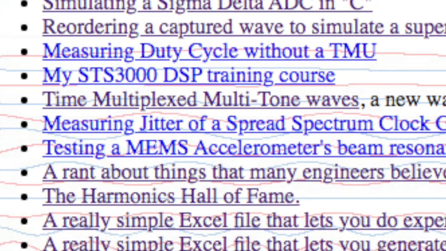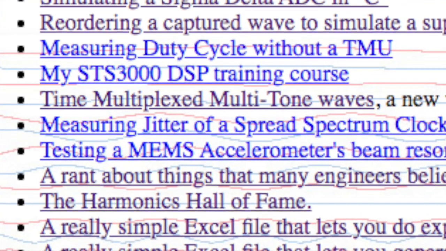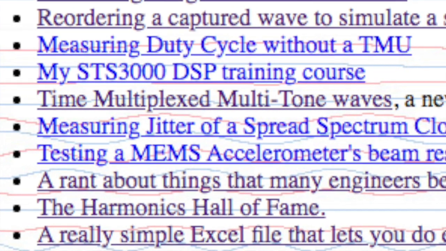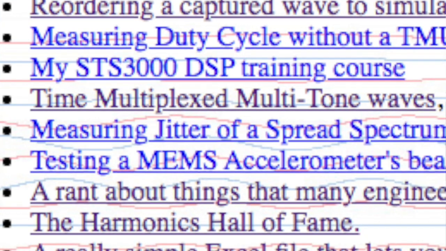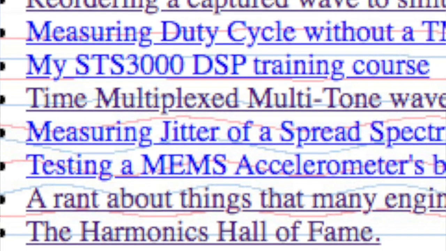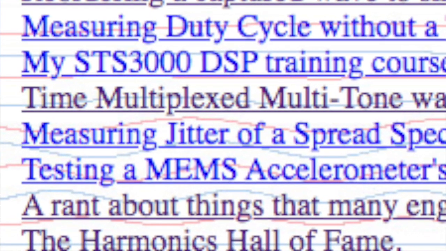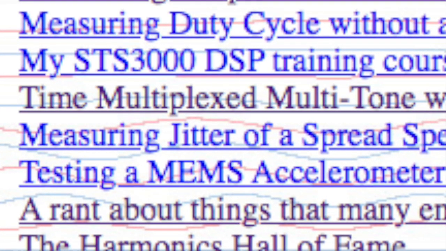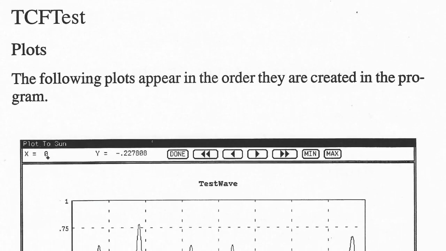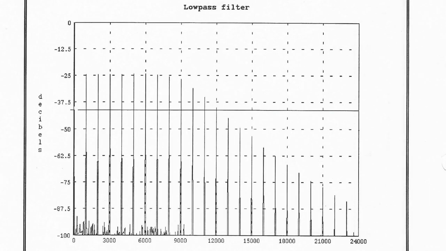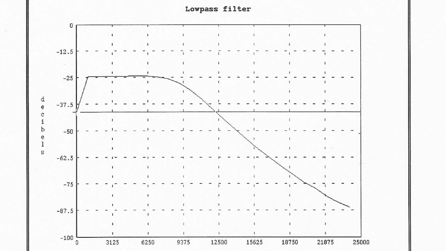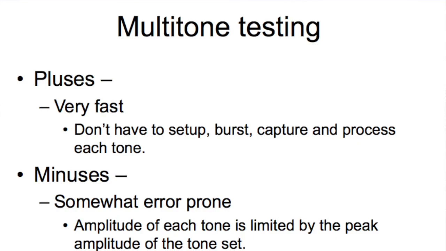Download what you can, and this is a PDF, so you can download it and then you can save it. It's called Time Multiplex Multitones, and it's something I've never seen before, and I came up with it 20 years ago, I think. But it's pretty cool. I showed you TCF tests, and I showed you how you can use multitones to test a filter, and that works great. It works pretty good. It's very fast. You don't have to do a setup, burst, capture, and process.